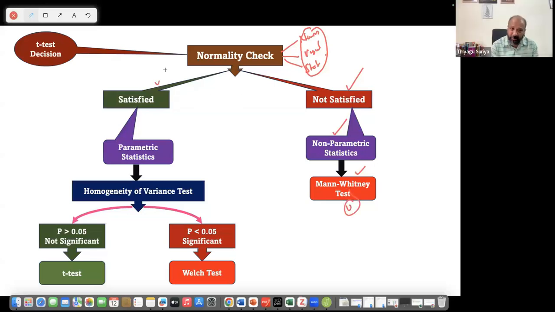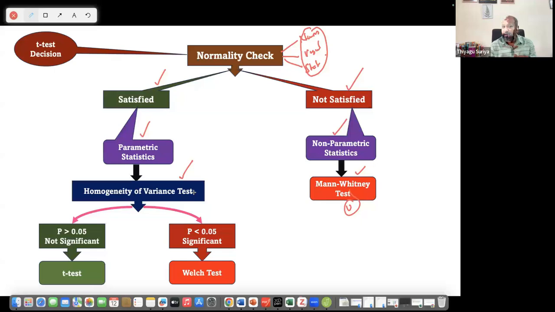Suppose it is satisfying normality. Normality checked, so what can we do? What kind of statistics can we go with? Parametric. But for parametric, we need to check one more test called the homogeneity of variance test, like whether equal variance is assumed or equal variance is not assumed.